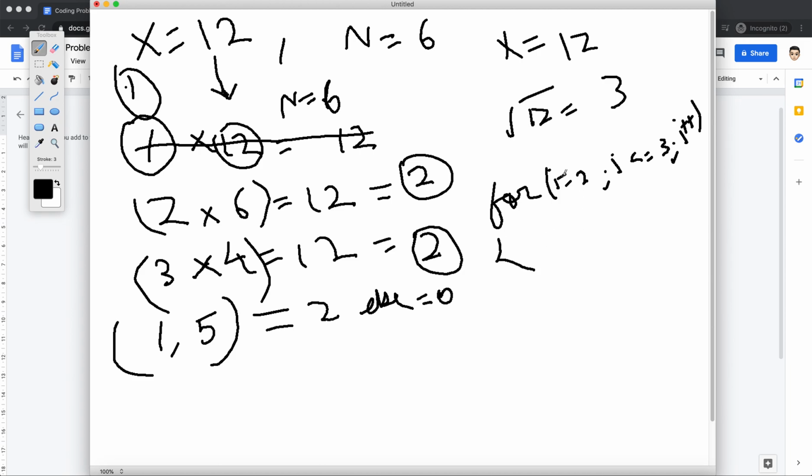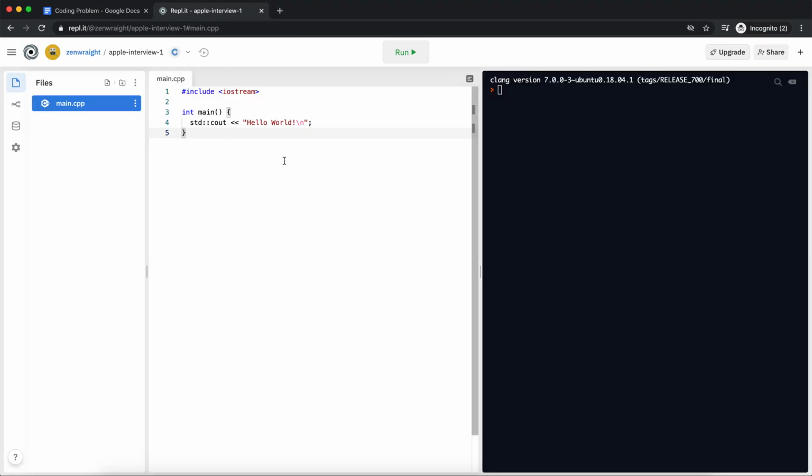Now if x is divisible by i, we know that it will be divisible by x divided by i as well. So there are two answers, x divided by i and i, right? So this will take 2 and this will take 6. Similarly for i equal to 3, i will be 3 and 12 divided by 3 will be 4. So that's how we'll make pairs. Now the best way to see how this approach works, let's look into the coding part of it.